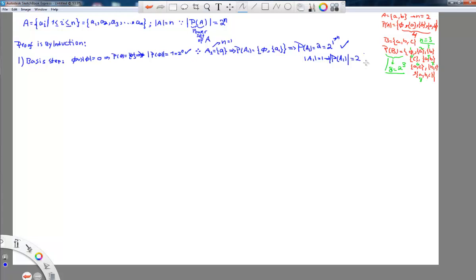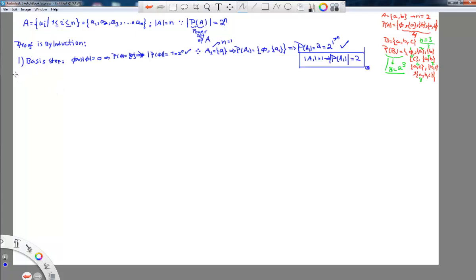So my base case, I just showed my base case here. So the base case is proven. My next challenge is to do the inductive step.